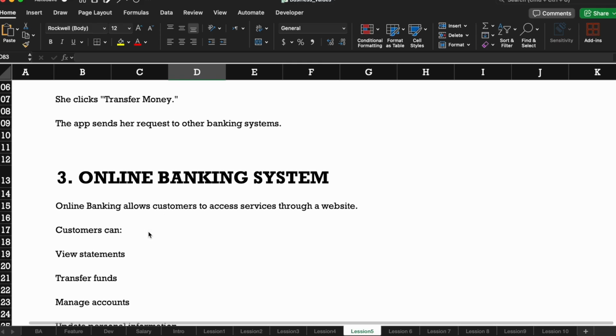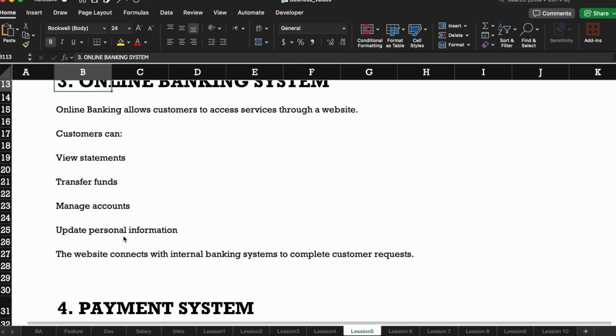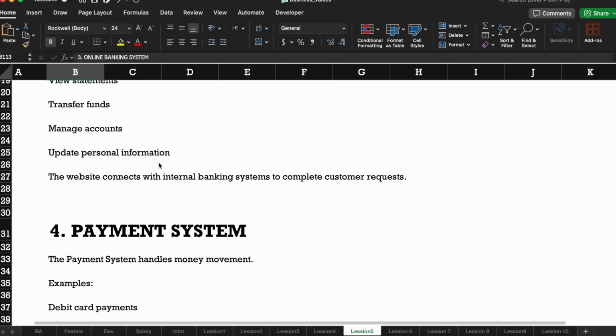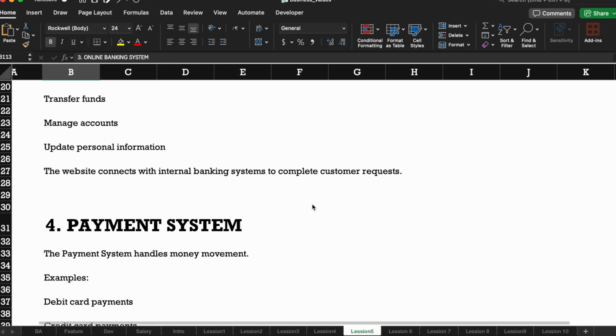Right? Online banking system, that's another system. Online banking allows customers to access their services through a website. Customers can view statements, transfer funds, manage accounts, and update personal information. The website connects with the internet banking system to complete the customer request.